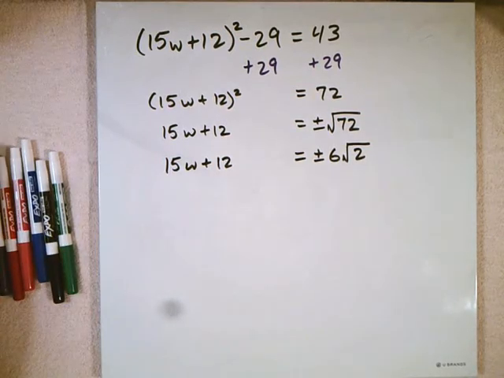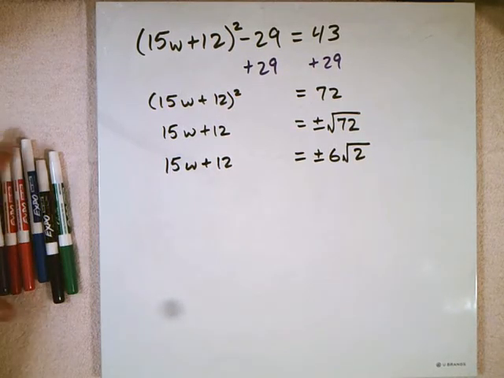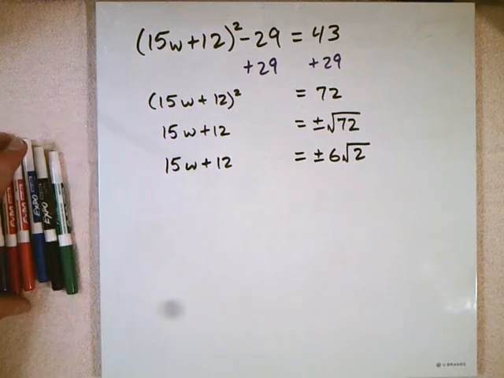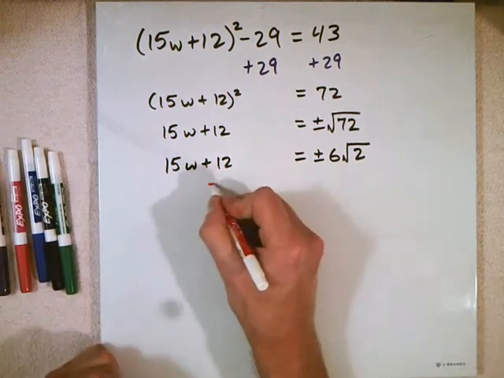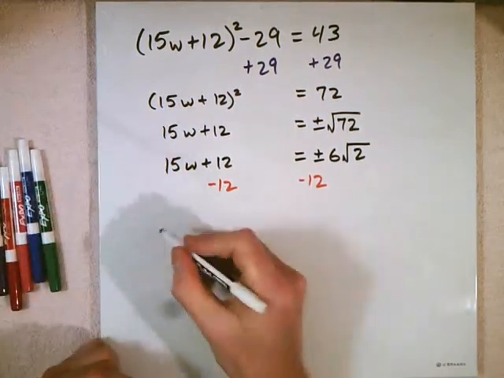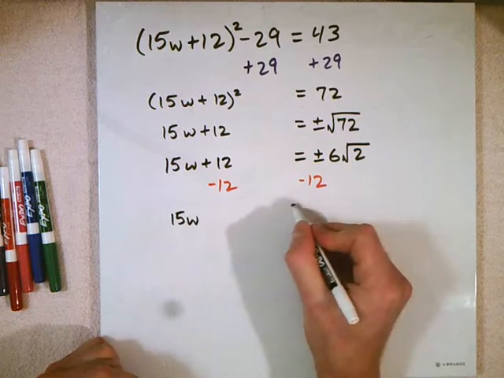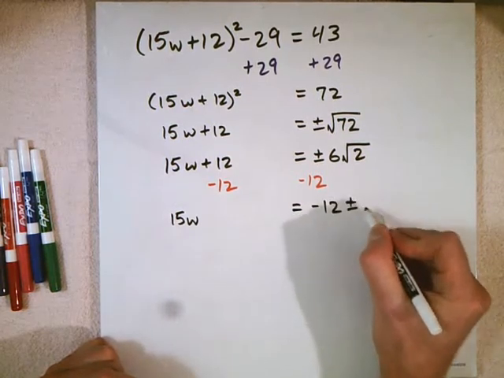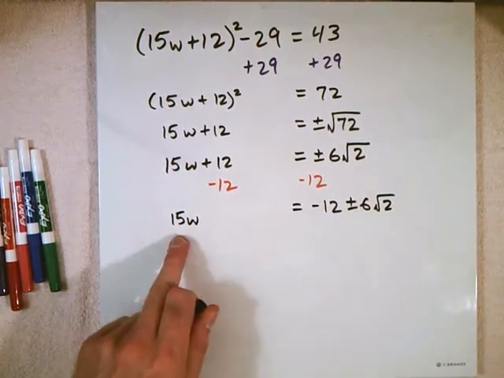So let's move that 12 over there. I'll just subtract off 12 from both sides. All right, that's not too hard to do. All right. And then finally, get rid of the 15, divide both sides by 15. That's pretty straightforward.